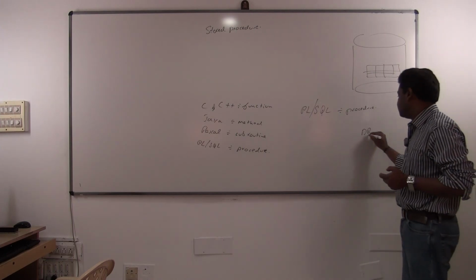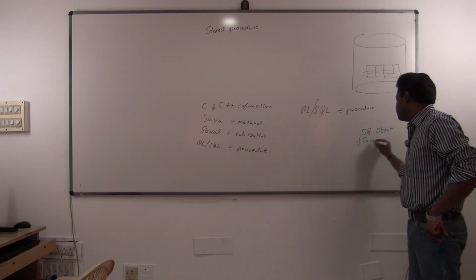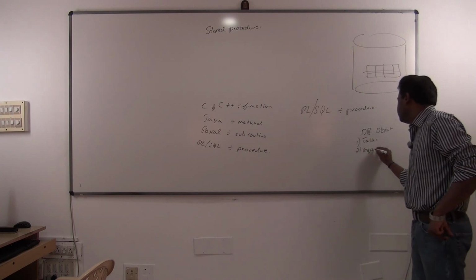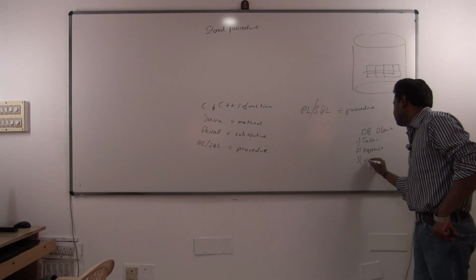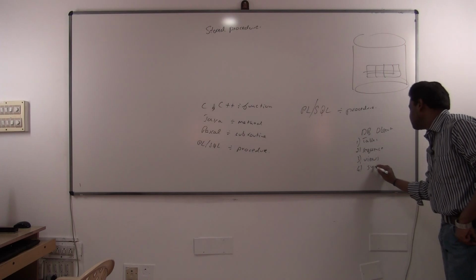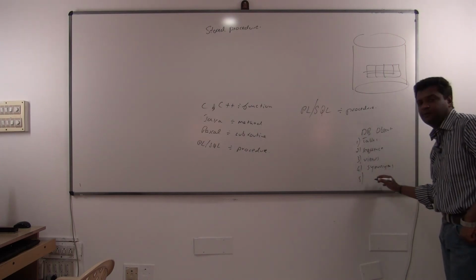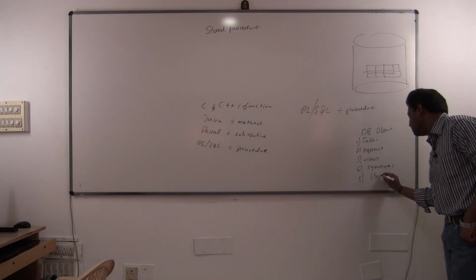Which are the different DB objects? You have seen tables, sequences, views. Like this, many DB objects are there. Then synonyms. Likewise, one more new DB object you will be seeing now: stored procedure.